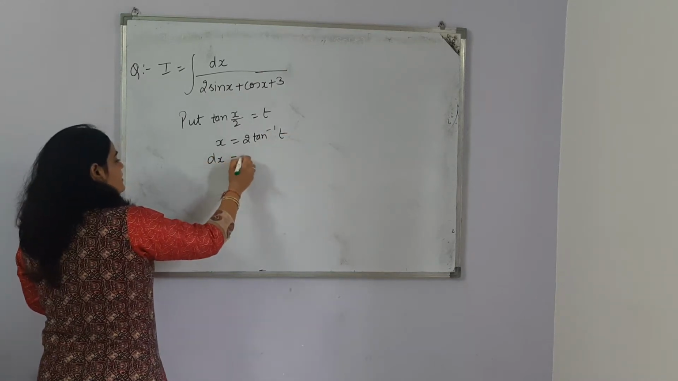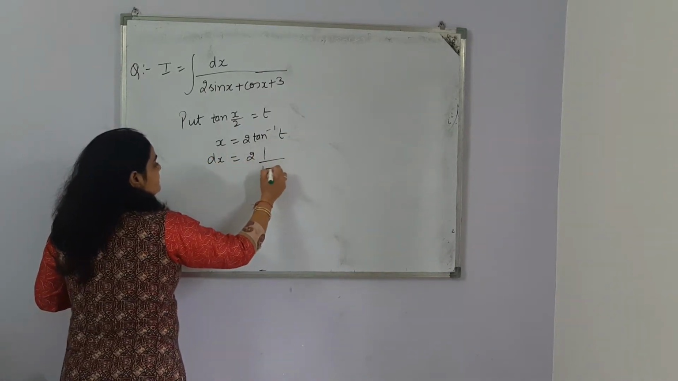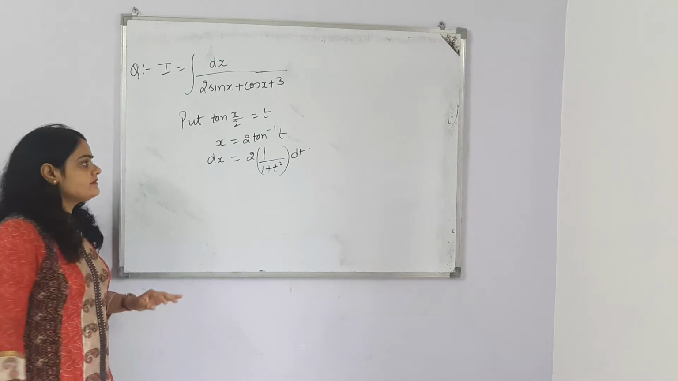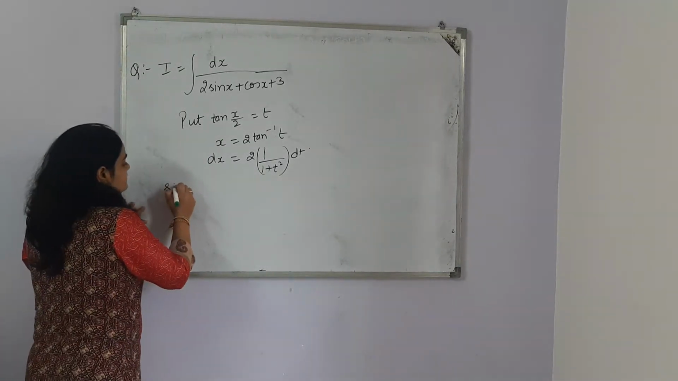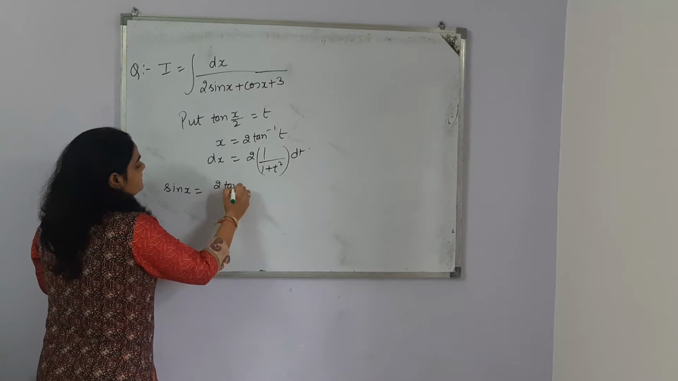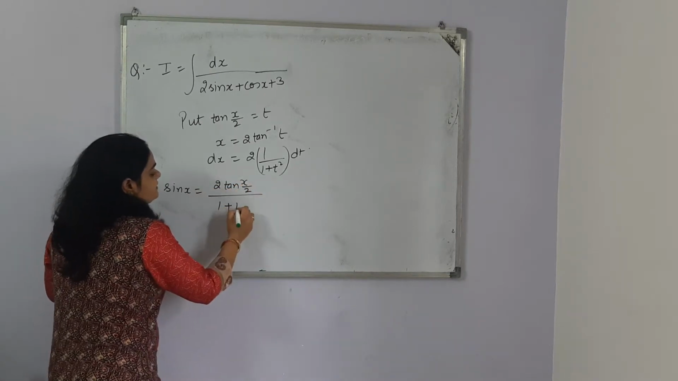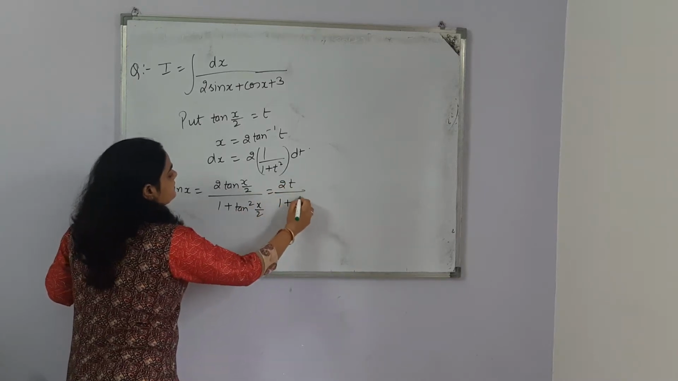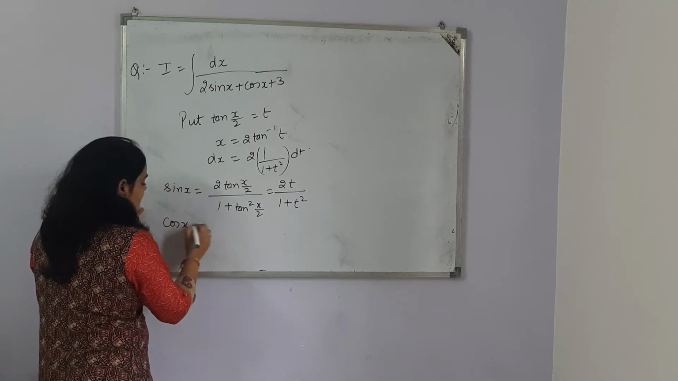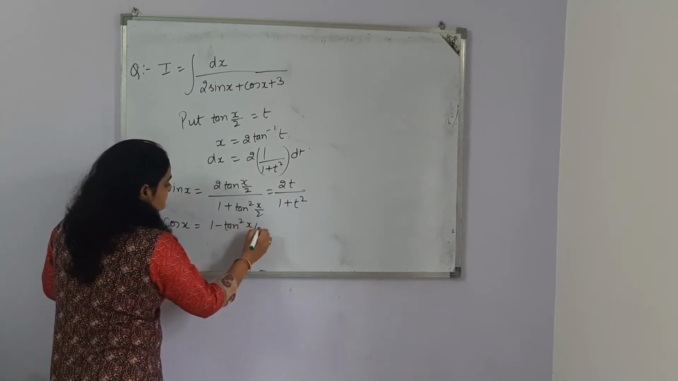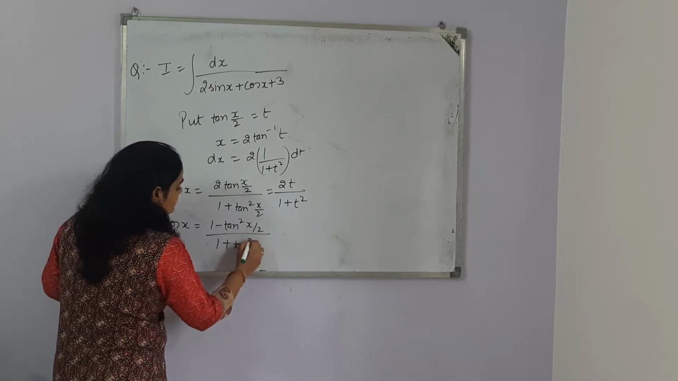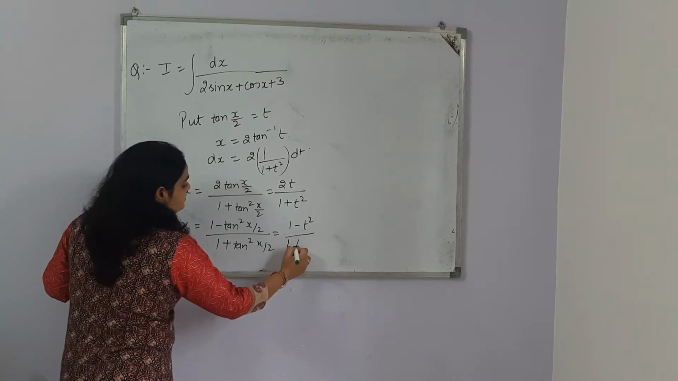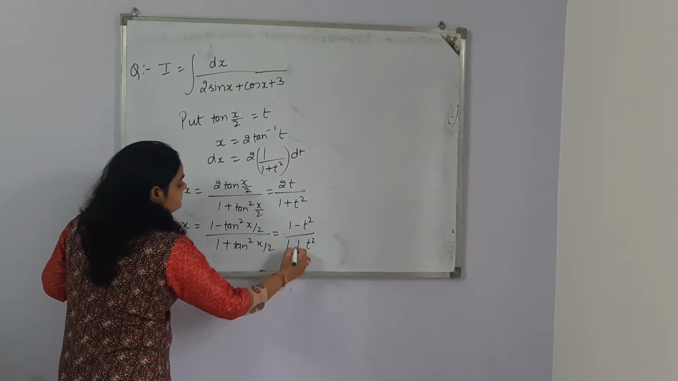We'll do it after doing its derivative, we'll get 2 into 1 upon 1 plus t square dt. Now sin x is equal to 2 tan x by 2 whole upon 1 plus tan square x by 2, and after doing substitution we get 2t upon 1 plus t square. And in place of cos x we'll apply the formula 1 minus tan square x by 2 whole upon 1 plus tan square x by 2. So what is cos x? 1 minus t square upon 1 plus t square.